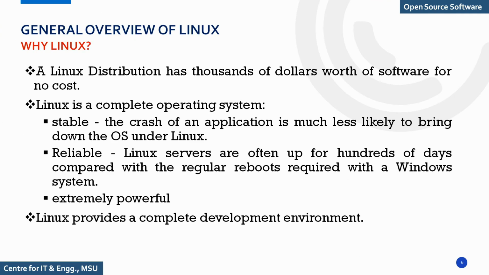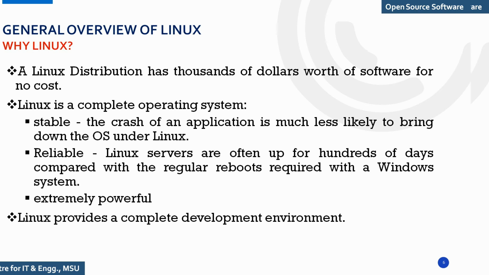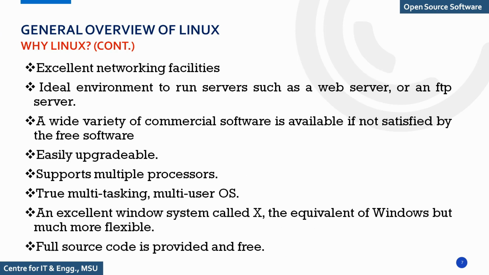Okay, next, why do we need to choose Linux? A Linux distribution provides software worth thousands of dollars for free. A Linux operating system is a complete operating system. It is stable, reliable, and extremely powerful. Linux has excellent networking facilities. It has an ideal environment to run servers such as web servers and FTP servers. It's easily updatable. It supports multiple processors. You can add any number of processors to a Linux system, and it supports true multitasking and is a multi-user OS.